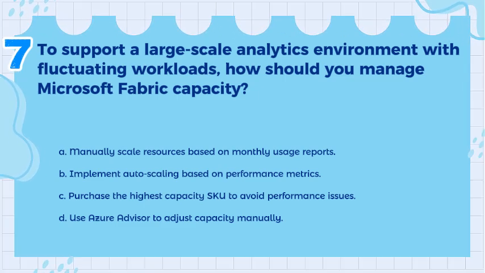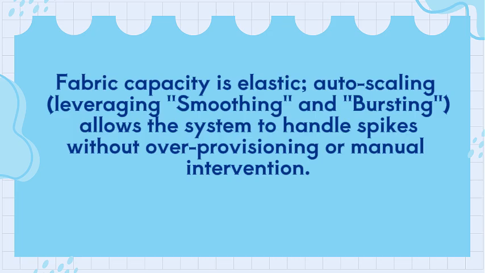The correct answer is B. Implement auto-scaling based on performance metrics. Fabric capacity is elastic. Auto-scaling, leveraging smoothing and bursting, allows the system to handle spikes without over-provisioning or manual intervention.